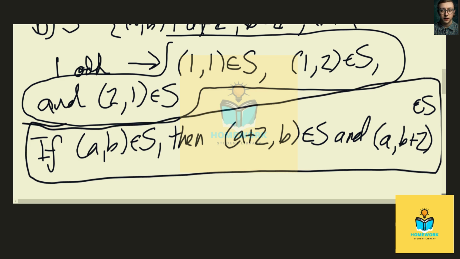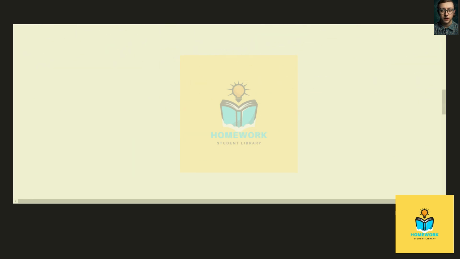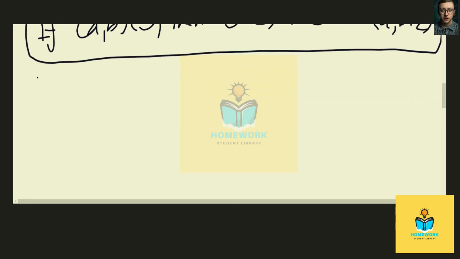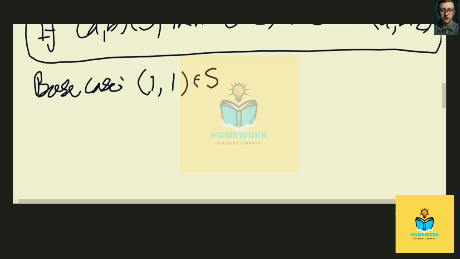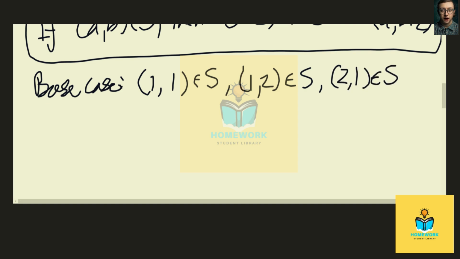Now, we are asked to prove that A or B is odd if (A, B) is in S. So for the base case, we've already shown that (1, 1) is in S, (1, 2) is in S, and (2, 1) is in S. And we have that 1 is odd.